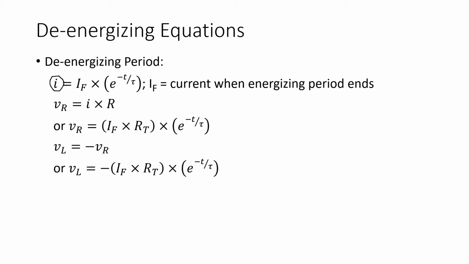And during the de-energizing period, the inductor voltage equals negative VR, or VL equals negative I final times RT times e to the negative t over tau power. So these equations allow us to calculate the inductor current, the resistor voltage, and the inductor voltage as a function of time during the energizing and de-energizing periods.